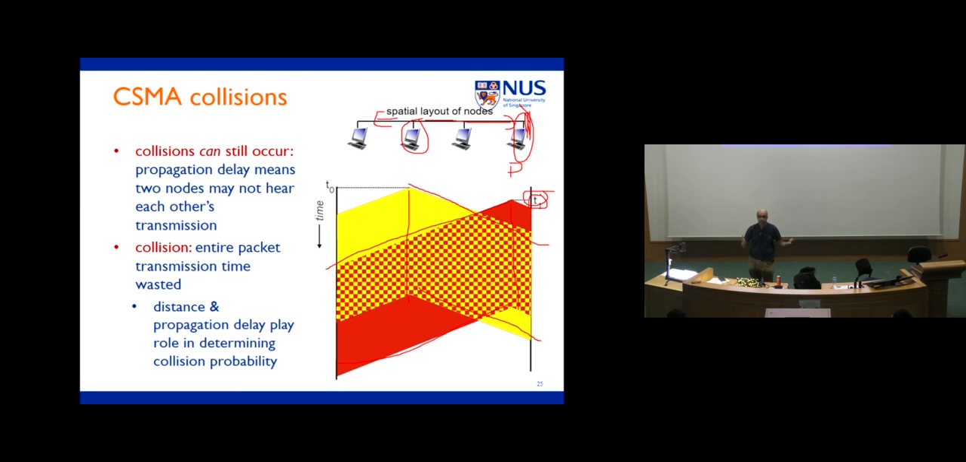And the reason is, signals will take some time to propagate. If I'm unlucky, I would sense the channel just immediately after somebody else has started transmitting. It's just that their signal has not reached me yet, but it's coming. And if I start right now, I will have a collision. Questions on this? Okay. Yeah.